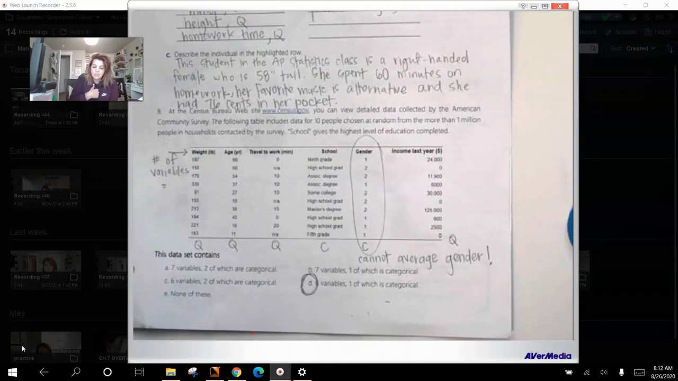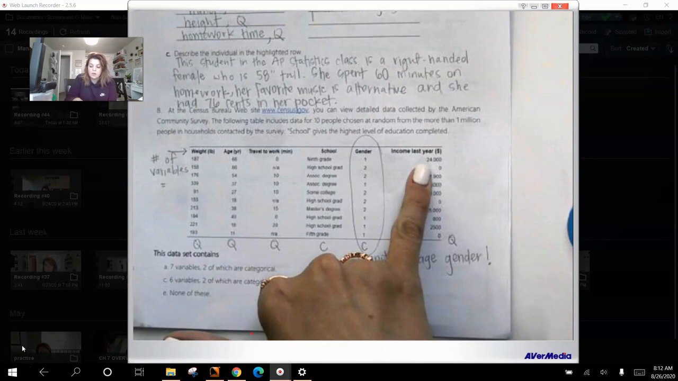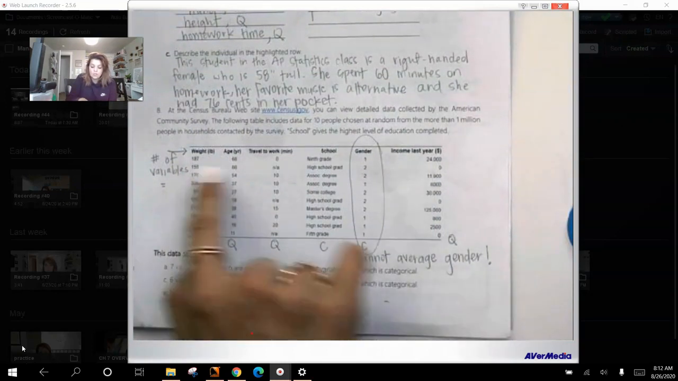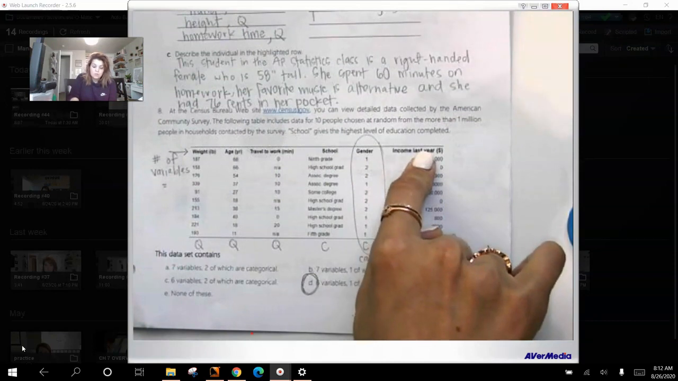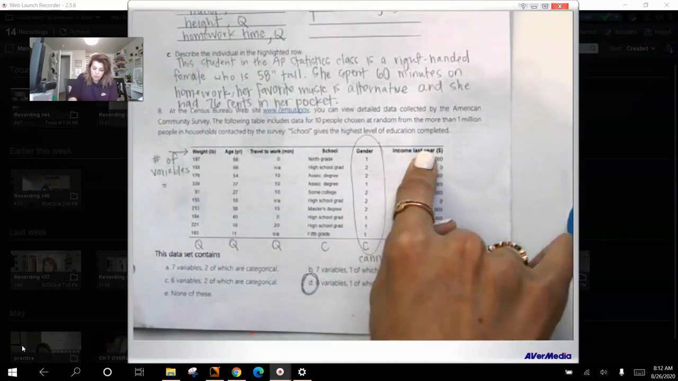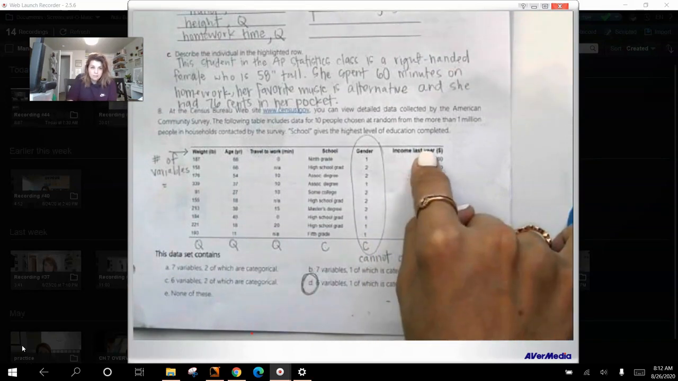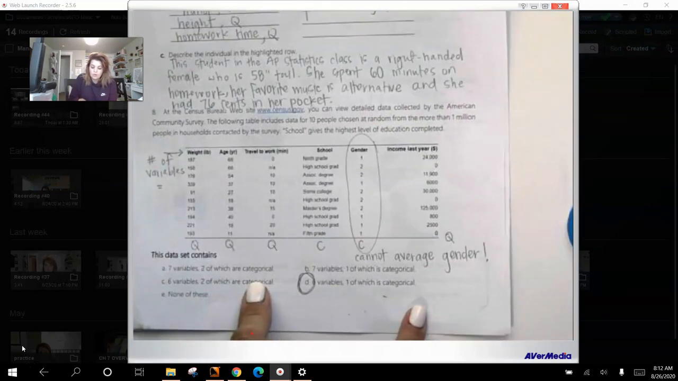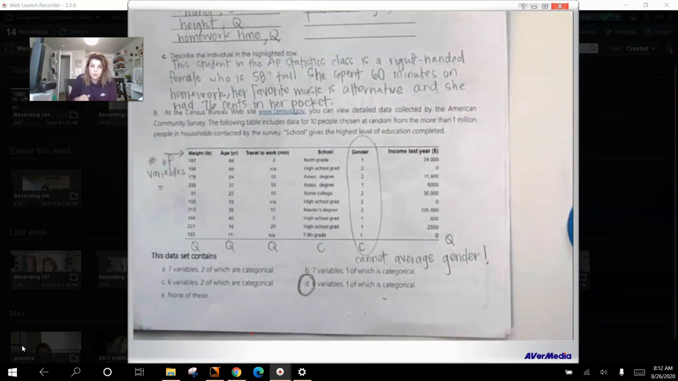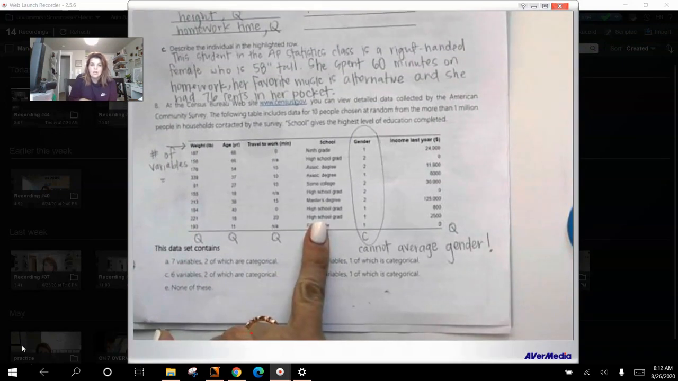So like I mentioned on the last one, this top row is giving you the number of variables. So 1, 2, 3, 4, 5, 6 variables. So you're going to choose C or D or E. The next thing that you do is identify how many are categorical. So I'm going to go in and look for words. The only one that has words is school.